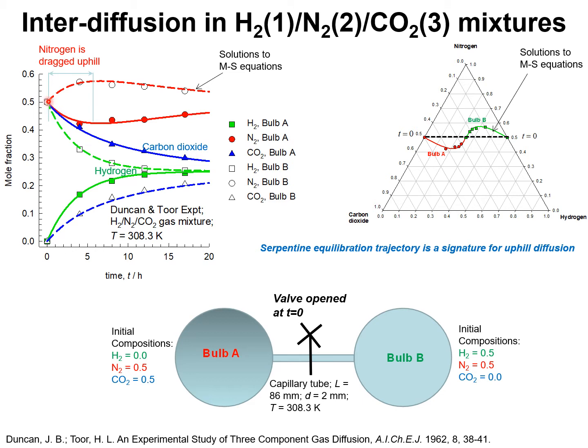For example, in bulb A, the composition decreases from the initial value of 0.5 and continues to decrease till this point is reached, and then it increases in value. The composition in bulb B, on the other hand, increases from 0.5, reaches a maximum, and then decreases, eventually equilibrating at very long times. During the interval 0 to 6 hours, nitrogen experiences uphill diffusion, as was expected on the basis of the calculations we presented in the foregoing slide for the Fick diffusivity matrix that was evaluated at the average between this composition and this composition.